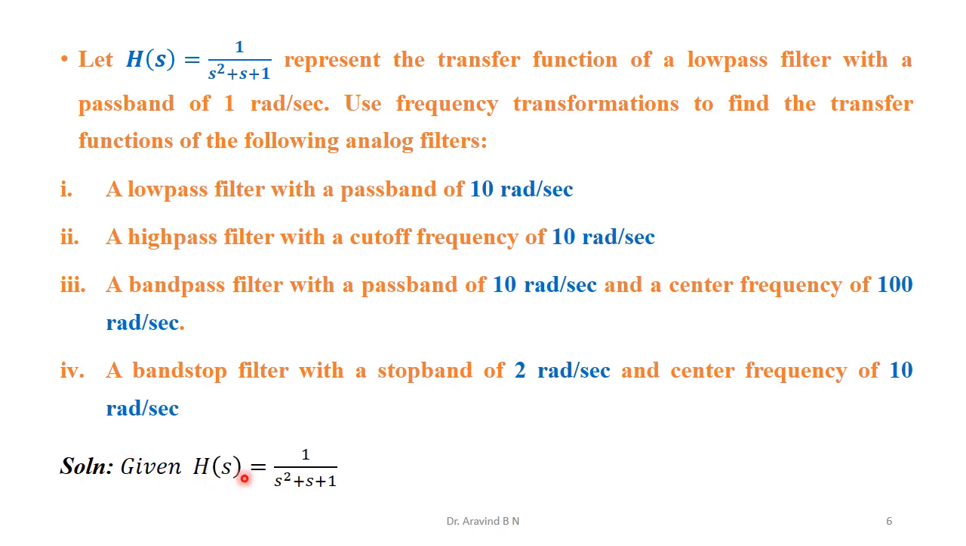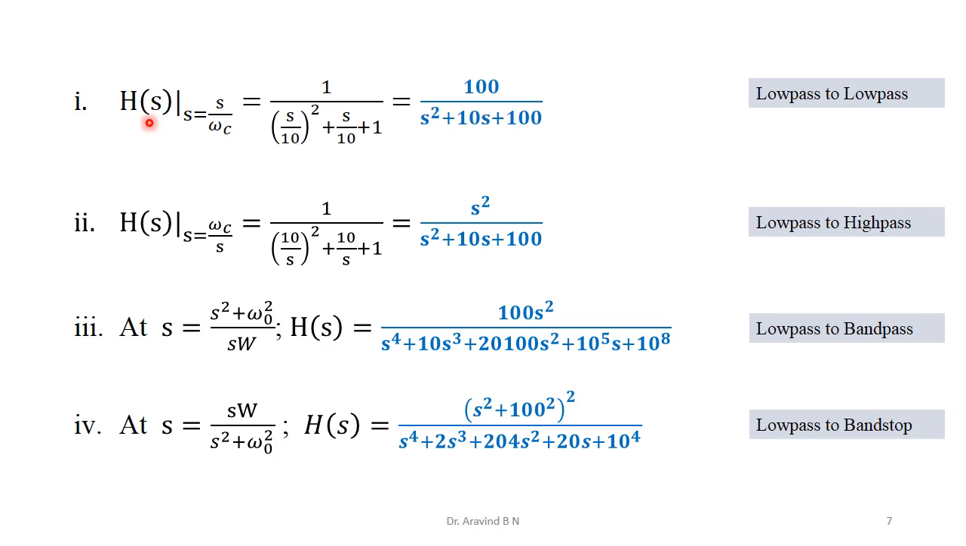So given data, H of s is equal to 1 divided by s square plus s plus 1. Let us start one after the other. Low pass to low pass conversion we are going to start with. Now the low pass to low pass conversion is S equal to S divided by omega C. Make the substitution. So omega C is given as 10 radians per second. By substituting this and simplifying, we are going to get this as the low pass to low pass realization. So one step has been skipped over here, that is the simplification step. You are required to show that step in the CIE or in the main examination.